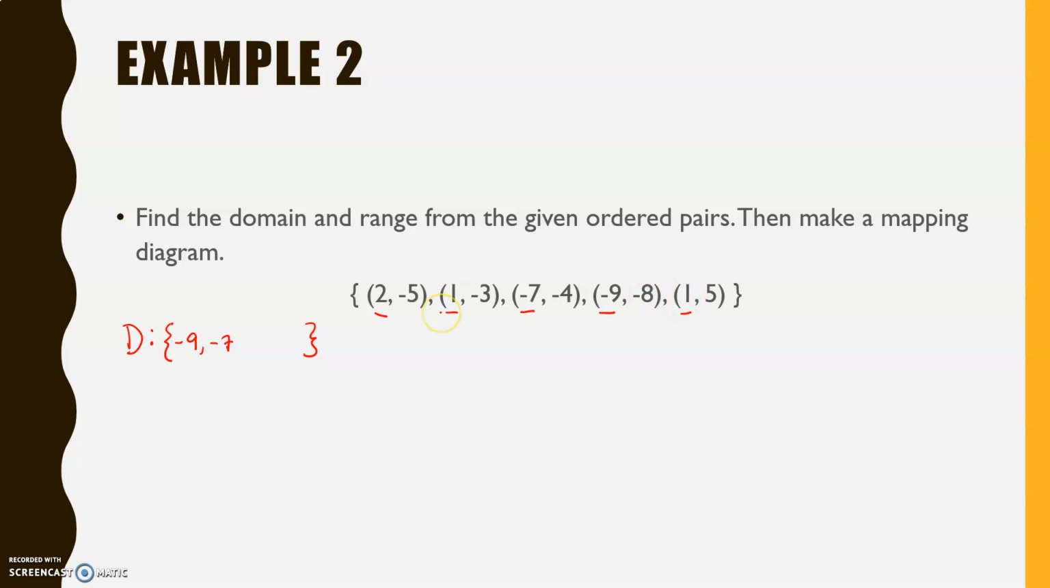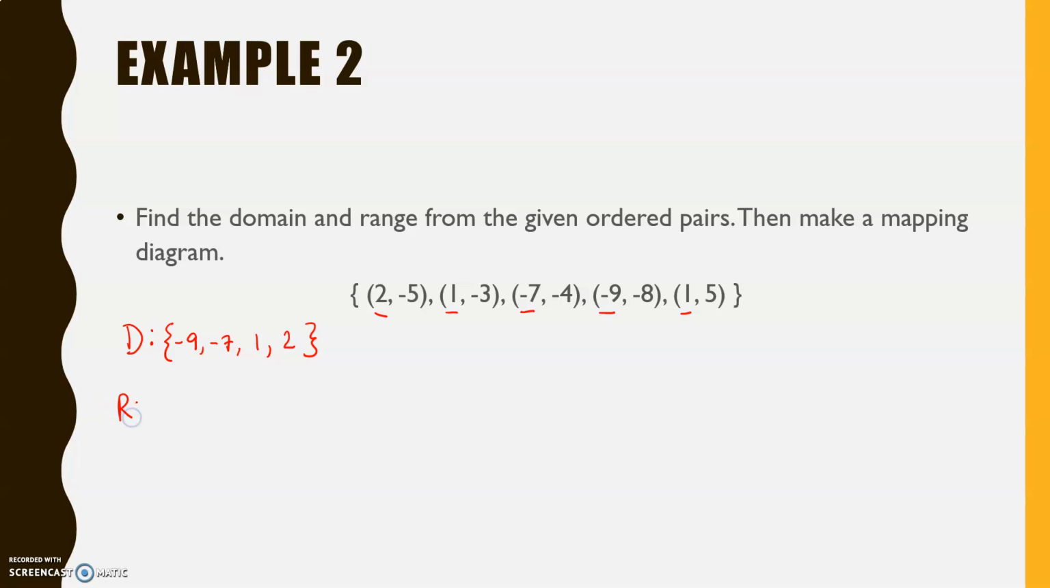Next we'd have 1, but notice that we have 1 written twice. When we have an input or an output, an x or a y coordinate, that occurs 2 times or more, we only write it once. So instead of writing 1, 1, I'm just going to write 1. And then I'm going to have 2.